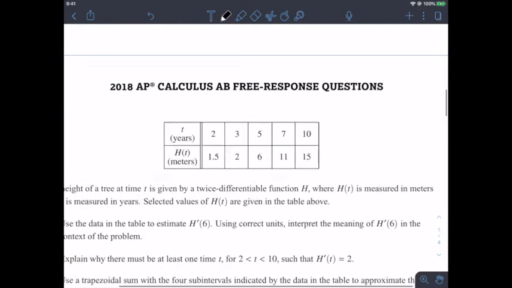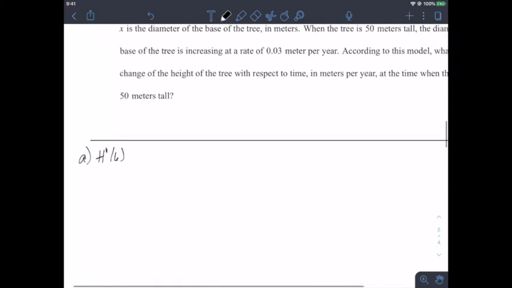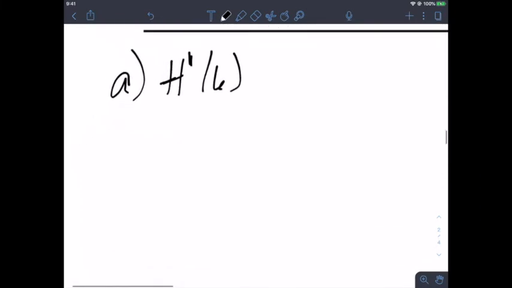Now, we don't have a function for h, but instead what we have is a table. And 6 is not given in the table. So instead what we're going to do is look at where 6 would fall, and 6 is between 5 and 7. And then remember that a derivative is really just a slope. So what we're going to try and do is estimate the slope at 6.